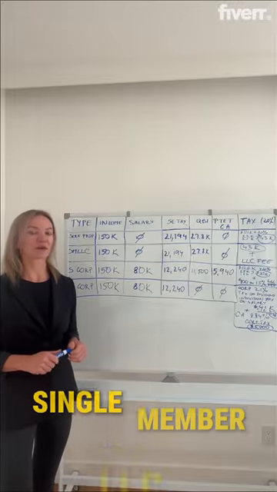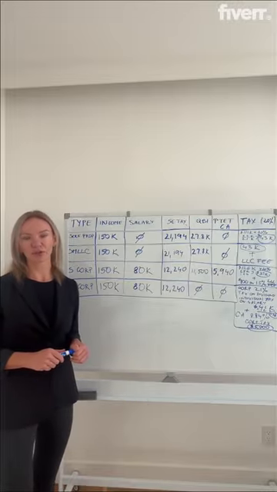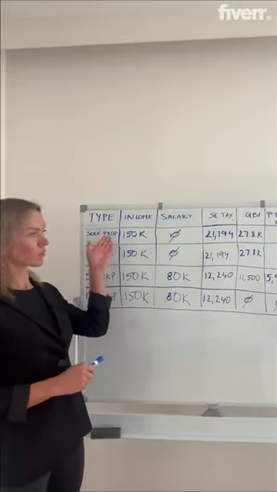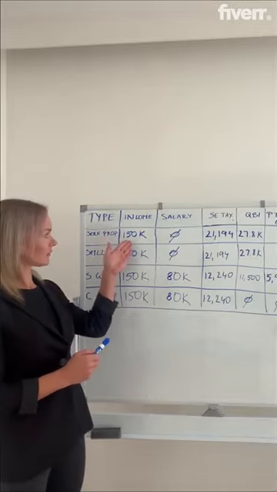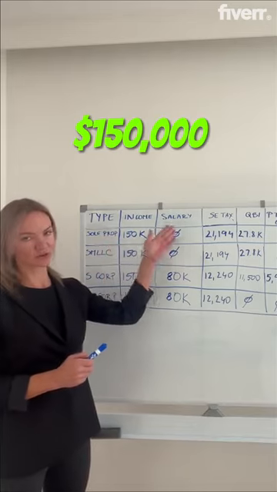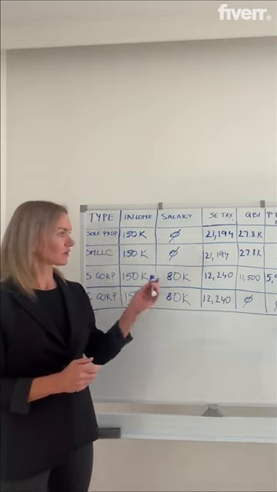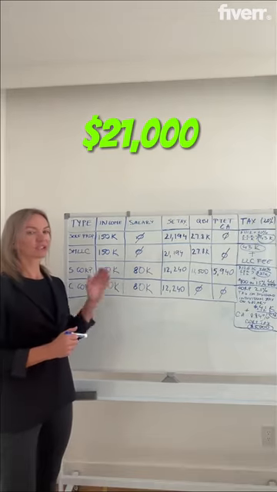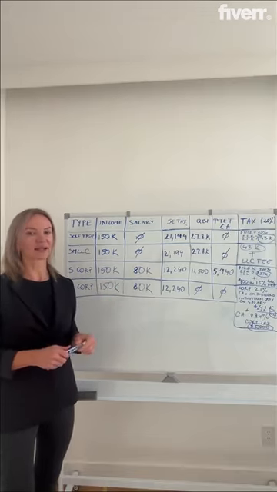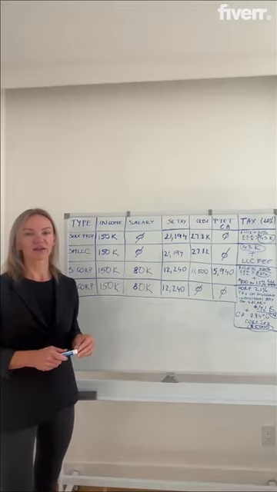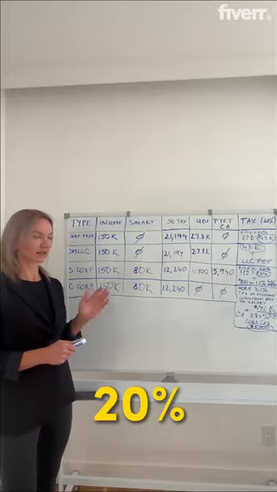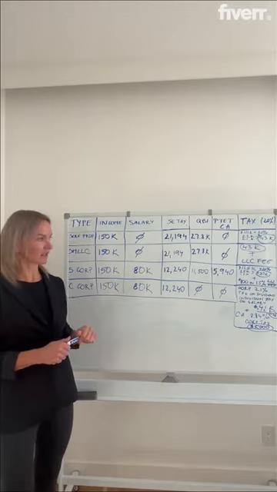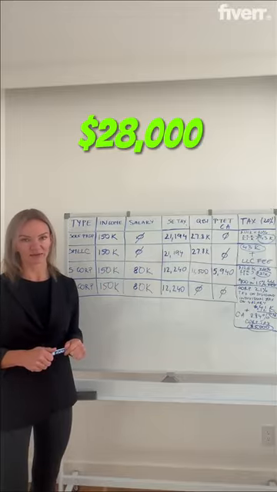First of all, if it's a single member LLC, you would report your income on your Schedule C, just like a sole proprietor. So it's version 1 and 2 here, where there's really no difference. All the income of $150,000 is subject to self-employment tax, which is about $21,000. Also, the entire income generated by that LLC is considered for calculating qualified business income deduction, which is 20% of that net income that your business generated. In this case, almost $28,000.